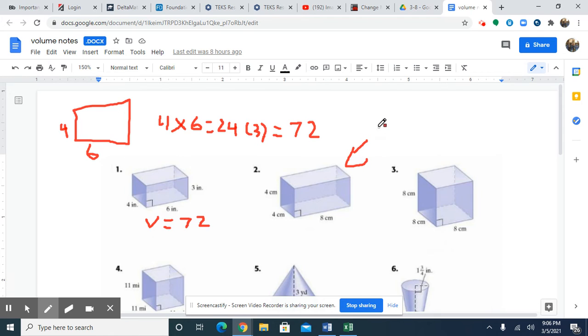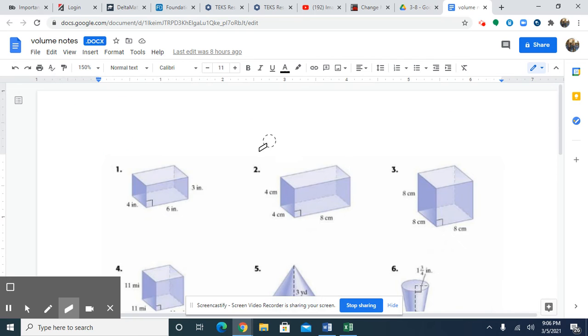Now, if we actually put a formula to this, we would say that volume is equal to the length times the width times the height. So we have a width of 4, a length of 8, and a height of 4. Now again, the order doesn't really matter since we're multiplying here. So we could just say 4 times 4 times 8. Now when we multiply those together, we get 128.